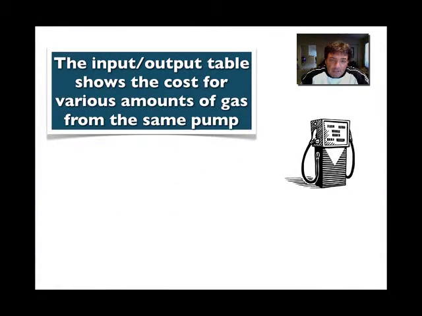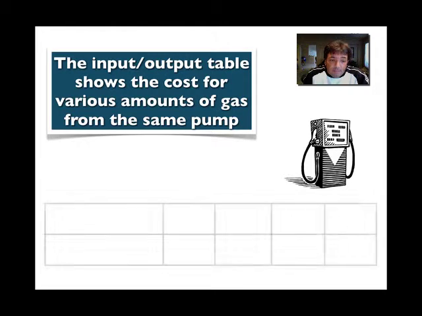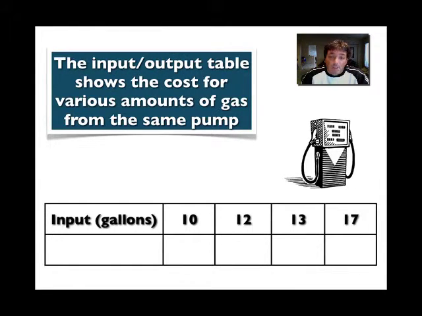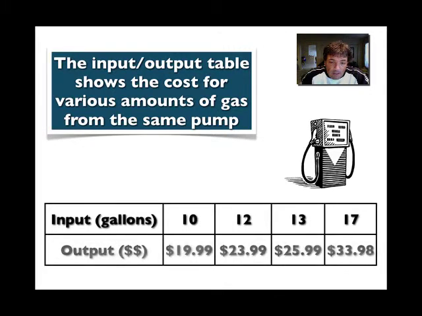Okay, so now we go back to the gas example. We know that the input values are the number of gallons that we use. So if I put in, here's just 4 examples, 10 gallons of gas, 12 gallons of gas, 13 or 17. Those numbers make up the domain. Now, I'm not sure when this book was written, but at the time it looked like gas was about $1.99 a gallon, or about $2 a gallon. So you can see that if I put in 10 gallons of gas, it's going to cost me $19.99. If I put in 12 gallons, it's $23.99. 13 gallons are just about $26, and 17 gallons comes out to about $34. So it's about $2 per gallon.